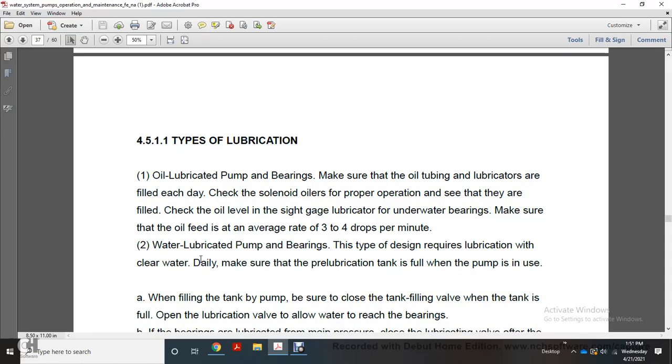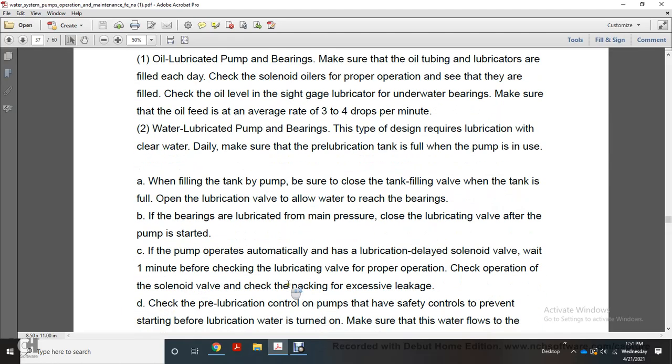Water lubricated pump bearings. This type of design requires lubricating with clean water daily. Make sure the pre-lubrication tank is filled with the pump in use. Be sure the tank filling valve is open and the tank is full. Fully open the lubricating valve to allow the water to reach the bearing.